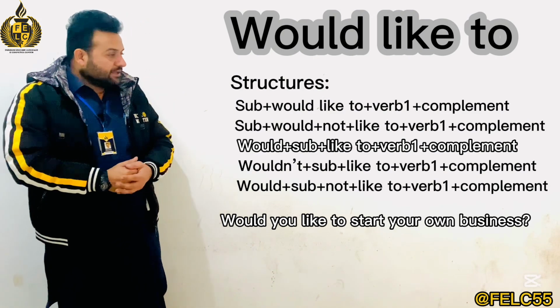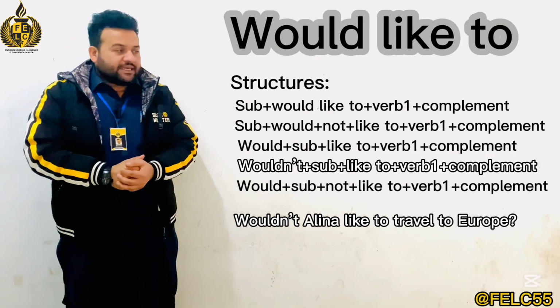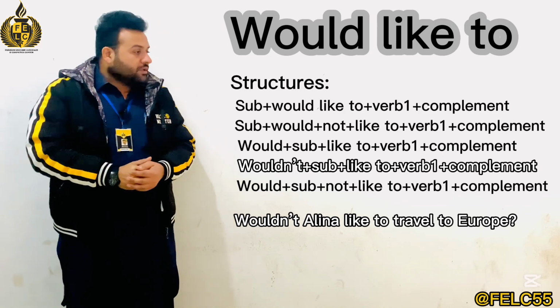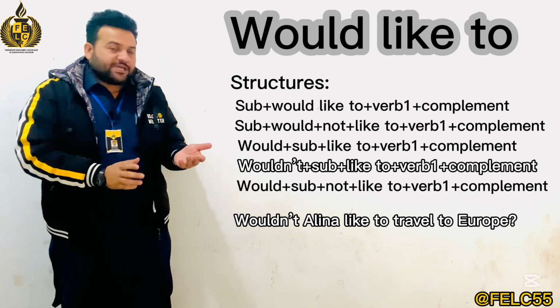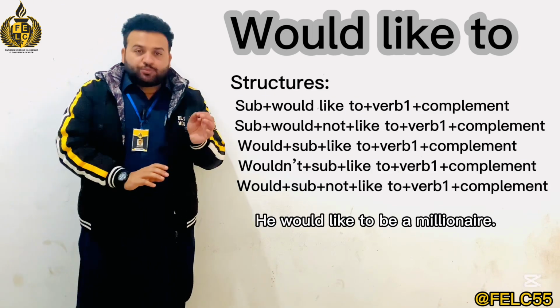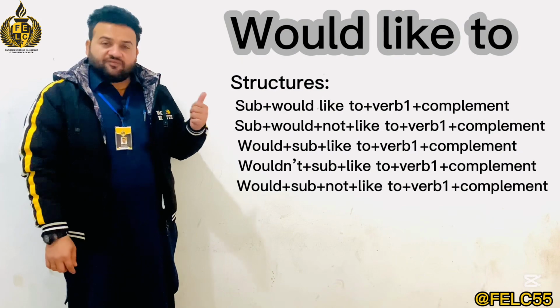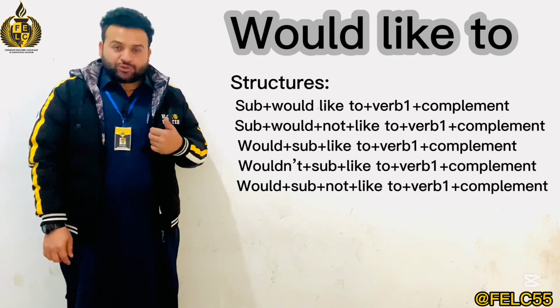And the American example is: wouldn't Alina like to travel to Europe? And the last example in the state is: he would like to be a millionaire. You can use the following structures to show your desire.